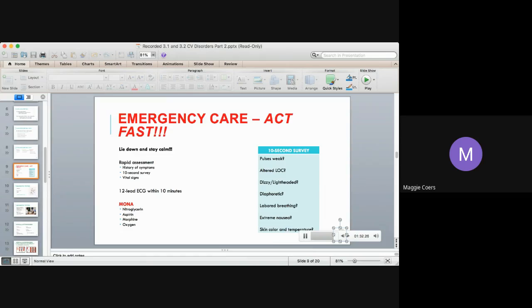Okay, so that 10-second survey, as I have here on the slide. Okay, so we check or we survey the patient. This is our rapid assessment. The history of the symptoms, like those questions on the previous slide, the 10-second survey, and then vital signs.